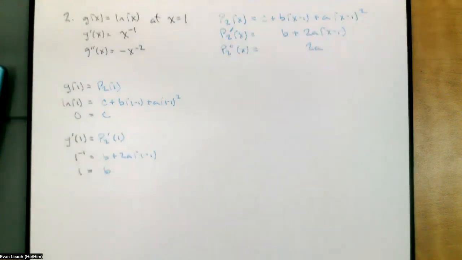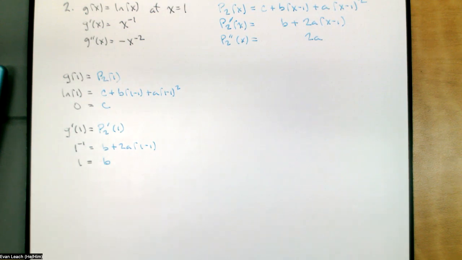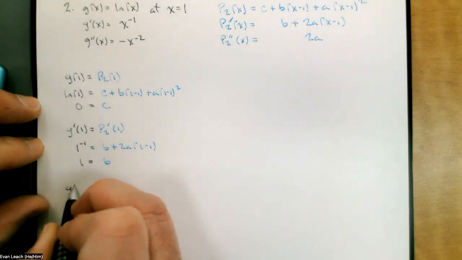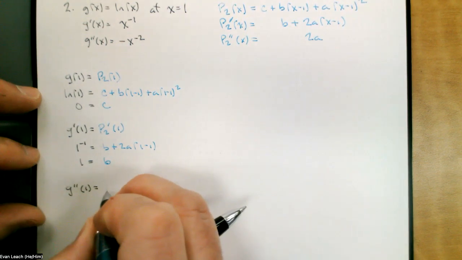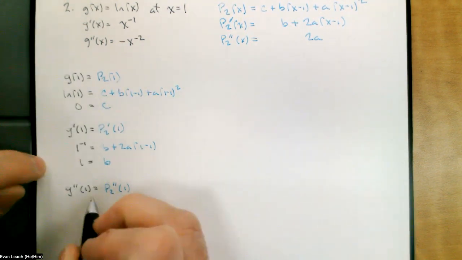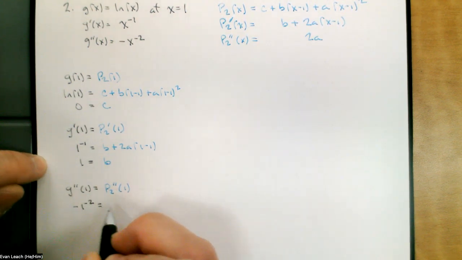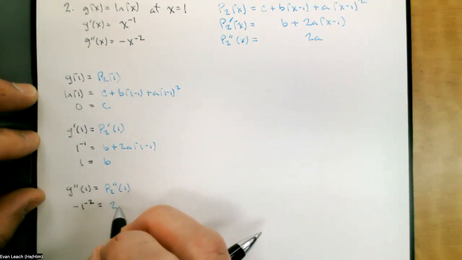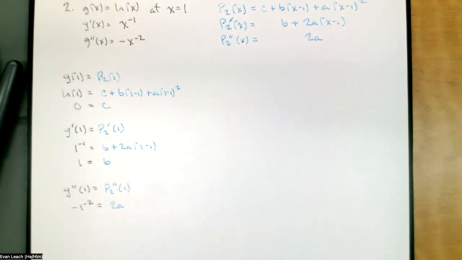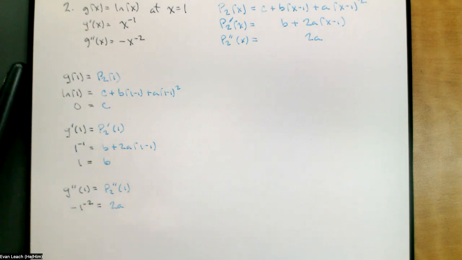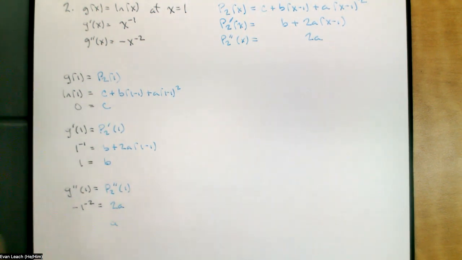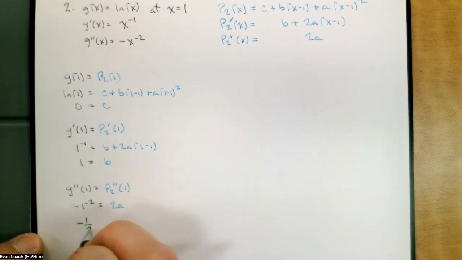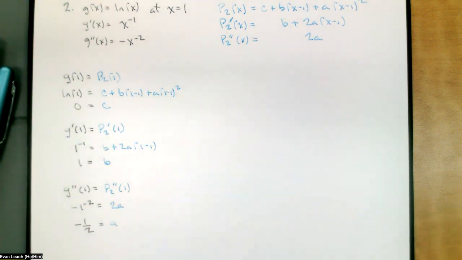And finally, I want to match second derivatives. This is the step where we're going one step further, or 1 degree higher. G double prime of 1 is negative 1 to the negative 2. And this is equal to 2a. We're at the second derivative of a quadratic, and the second derivative of a quadratic is always going to be constant. So that's why the x didn't matter here. But this tells us that a is equal to negative 1/2. We just have to divide by the 2 from the 2a. 1 to the negative 2 power is 1, and then we multiply by negative 1, giving negative 1/2.